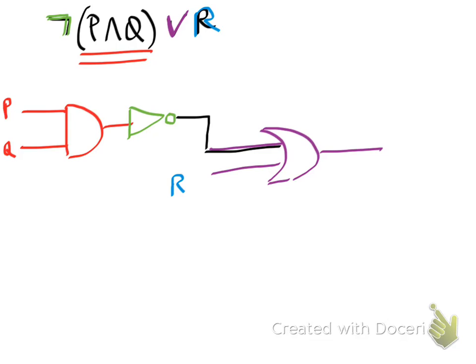We often put a different variable at the end here, X or some other kind of variable, just to show that the output of this entire circuit, depending on what P, Q, and R's values are, will produce either a 1 or a 0. So this would be the circuit that corresponds to this statement. Not P and Q, so P and Q is red, negated in green. That's being fed into the OR gate along with just plain old R.